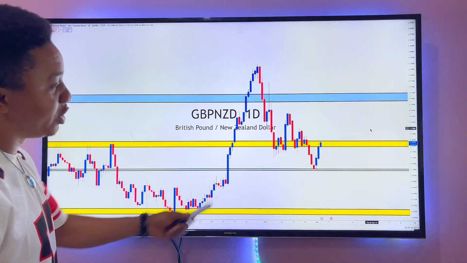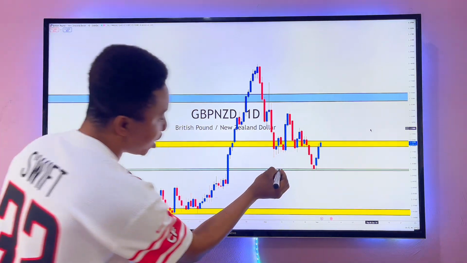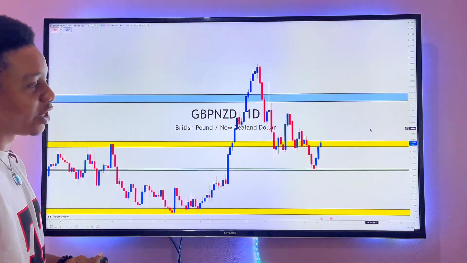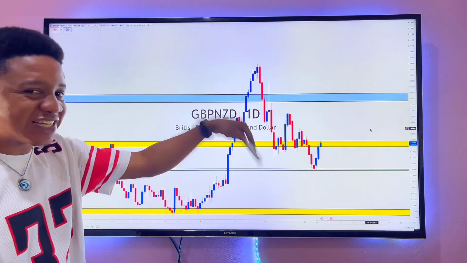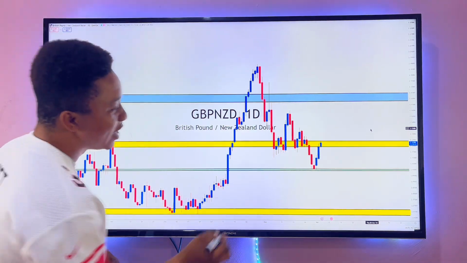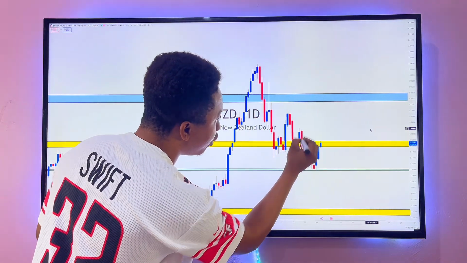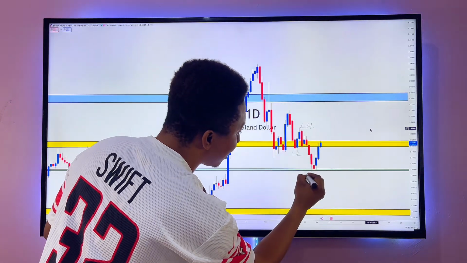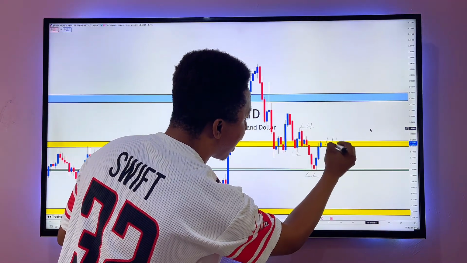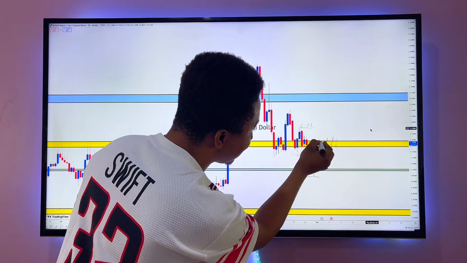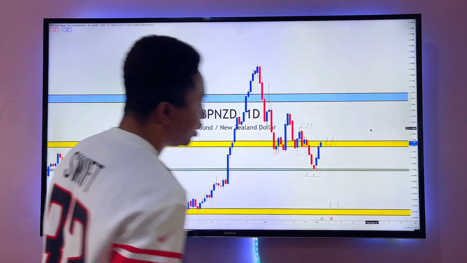Alright, so this is also the daily time frame on GBP NZD. We have our daily mid-range over here. Now, if you look at the daily time frame, price is in a downtrend. Why? Because you see a lower low, a lower high, another lower low, another lower high. Where do we go next? The next lower low will be on this weekly support level.